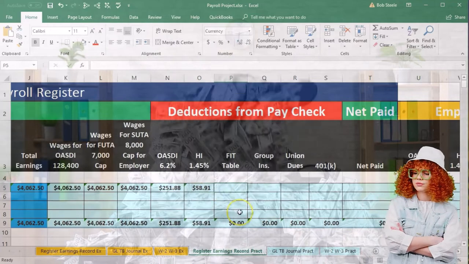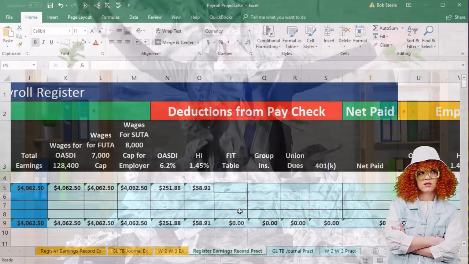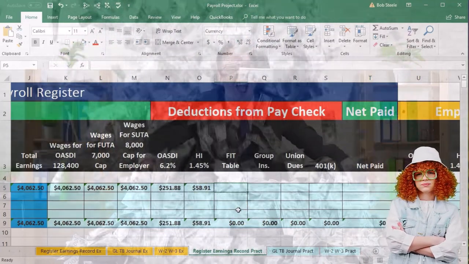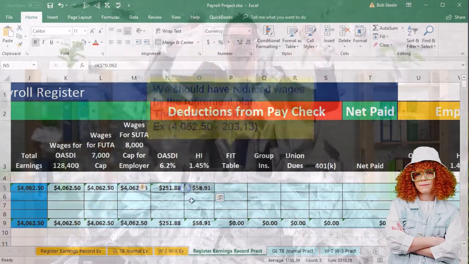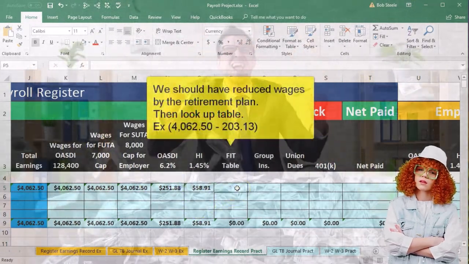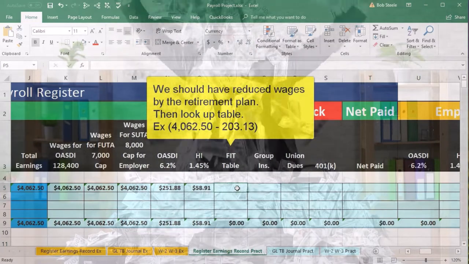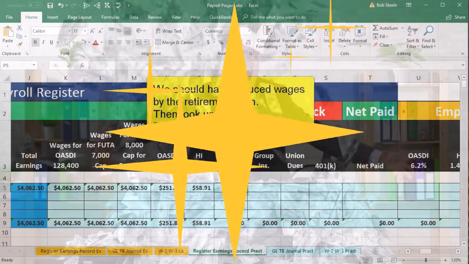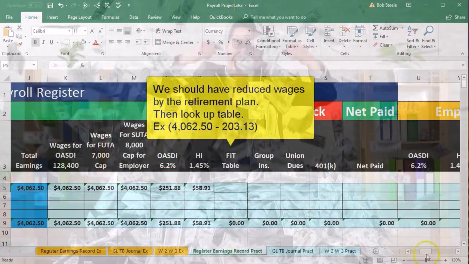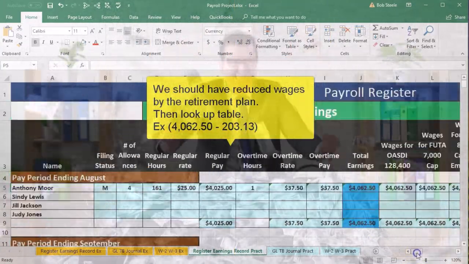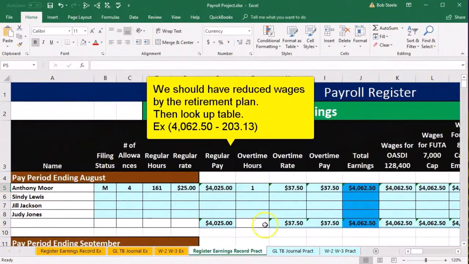Now we're going to do the federal income tax. Now this is the most complex of the taxes because it's not a flat tax as these two pretty much are. So we have to basically use tables and we need to know the marital status. We need to know the number of allowances and we need to know how often the payroll is, which is ours is monthly. So I'm going to scroll back over. We need the, in this case, this is where the marital status comes into play, the number of allowances and the earnings are what we're going to use.